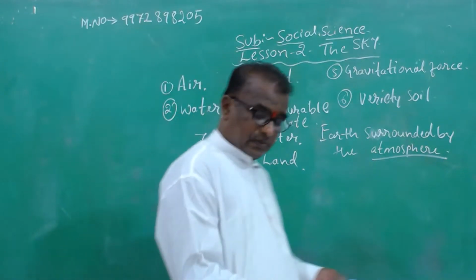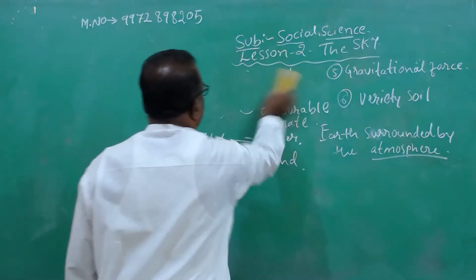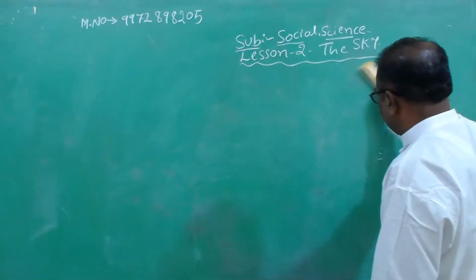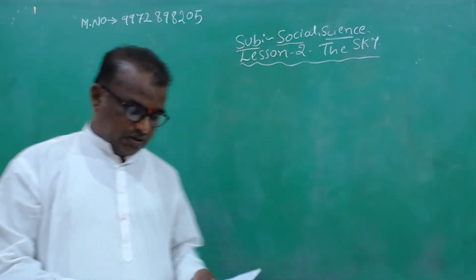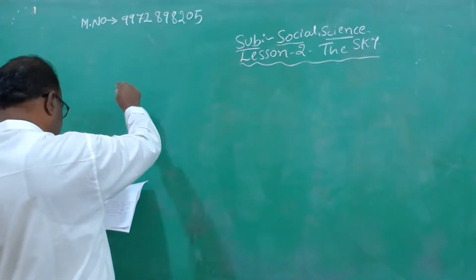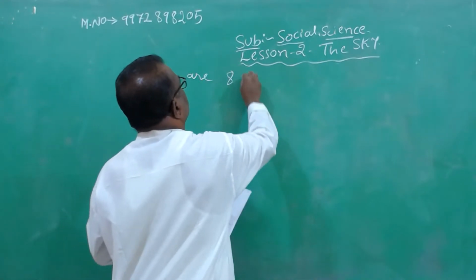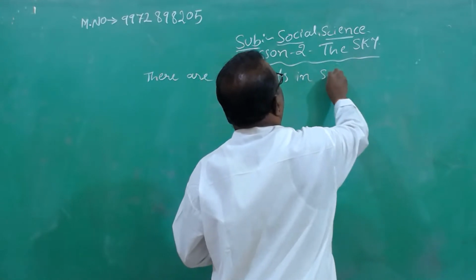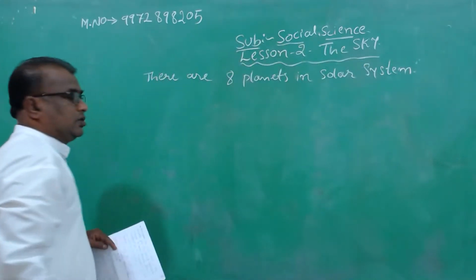Next, come to the planets. So, how many planets are there? There are 8 planets. Briefly, we have to study about them one by one. There are 8 planets in the solar system.